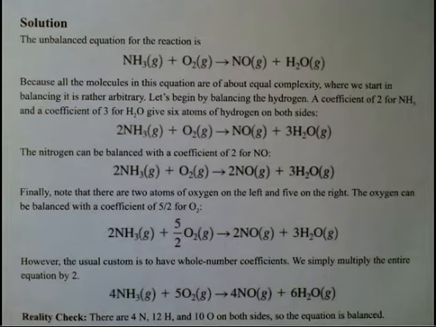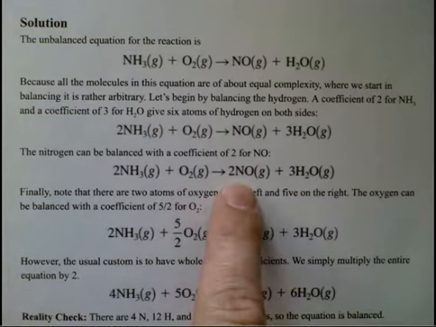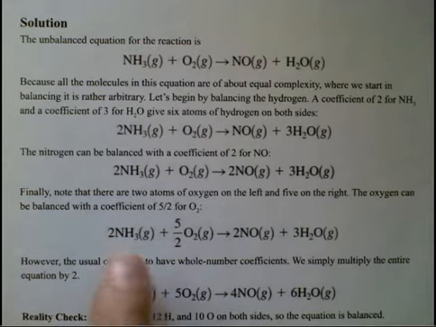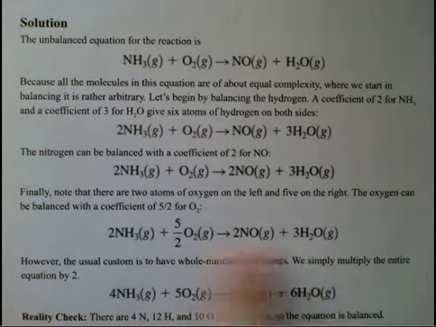A coefficient of 2 for NH3 and a coefficient of 3 for H2O gives us 6 atoms of hydrogen on both sides. Alright, so we've balanced the hydrogens. The nitrogen can be balanced with a coefficient of 2 on the NO. And finally, note that there are 2 atoms of oxygen on the left and 5 on the right. And so the oxygen can be balanced with a coefficient of 5 halves. Alright, so we end up with this balanced equation.